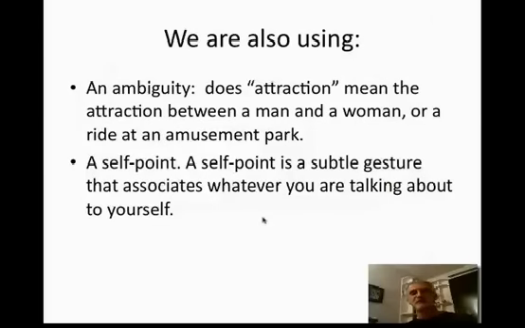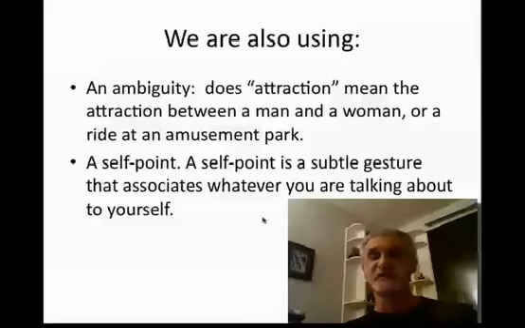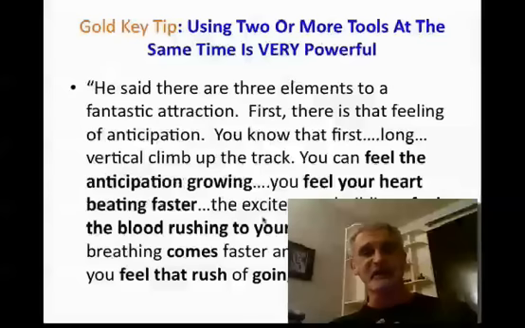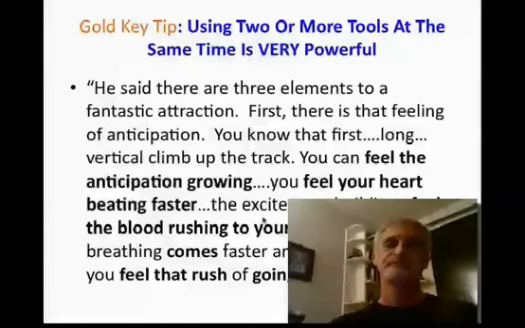Now, also in this first paragraph, we're using an ambiguity. As I said, does attraction mean the attraction between a man and a woman, or does it mean a ride at an amusement park? We're also using a self point. A self point is a subtle gesture that associates you with whatever you're talking about. A self point is subtle. It's not like you're calling in an airstrike. You're just subtly doing this. That's how I do a self point.